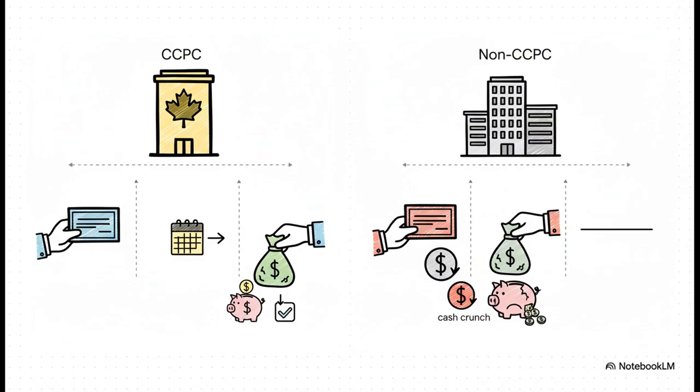CCPC status also provides a major leg up when it comes to attracting and retaining talent with stock options. Let's think about this from the employee's perspective. For a regular company, you get a tax bill in the year you exercise your options, even if you haven't sold the shares and don't have the cash. But for a CCPC employee, the tax is deferred until they actually sell the shares. It's a massive cash flow advantage. You only pay tax when you have the money from the sale in your bank account.